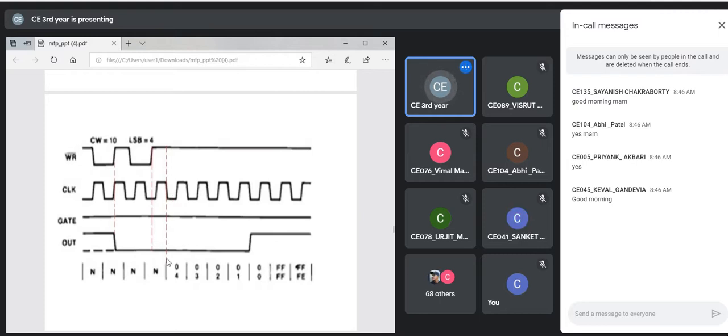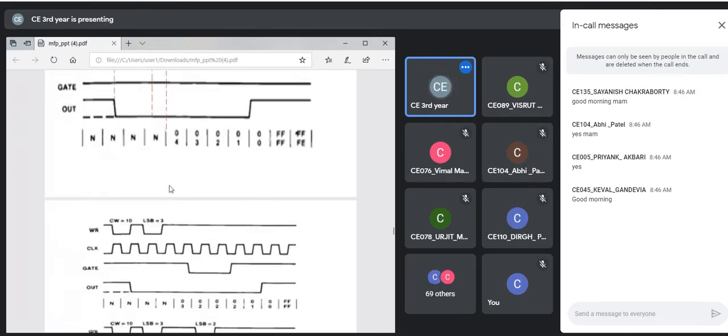And then after writing it, on every negative edge, not clock cycle but every negative edge, it is going to decrement the count, because it is a down counter, right? And then as soon as the count is over, that means 4, 3, 2, 1, as soon as you reach 0, it will make your OUT high. So this is what we have already discussed, right?